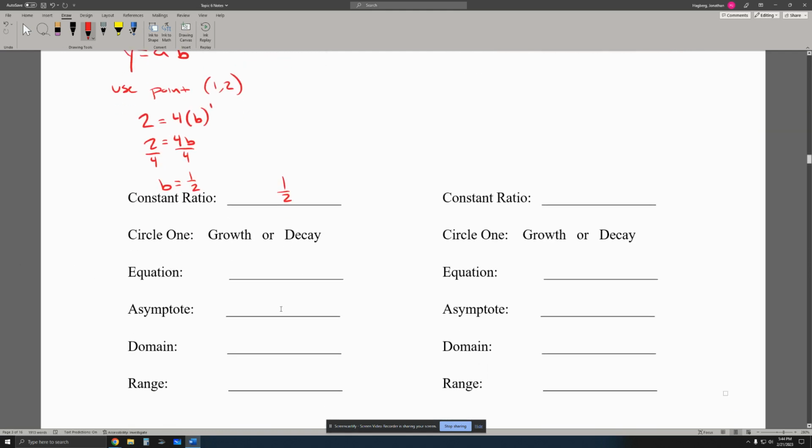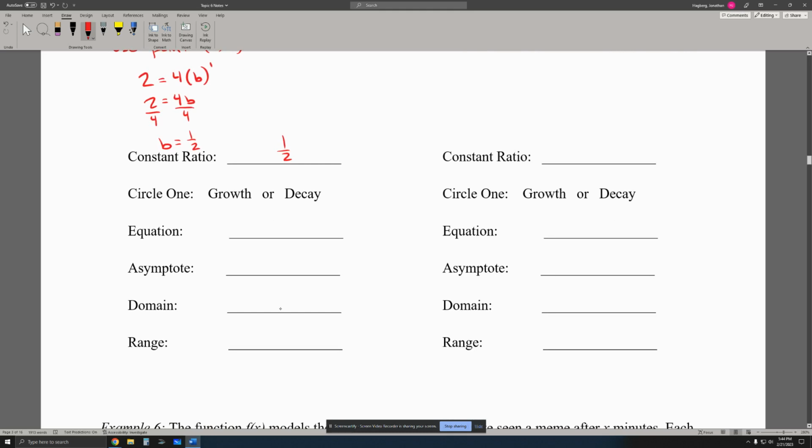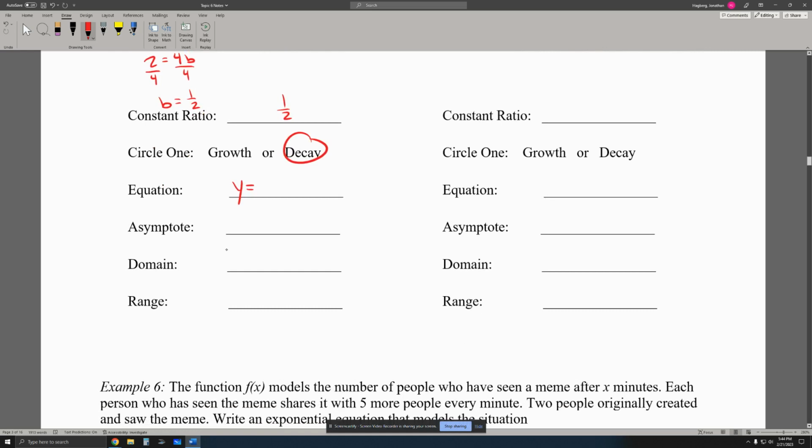So we could write the equation from this graph. We know that this is exponential decay. 1/2 is less than 1. The equation, y equals our initial value, which was 4, and then times 1/2 to the x. The asymptote, again, is y equals 0. Domain is all real numbers from negative infinity to infinity. That's the set of inputs. And the outputs, the range, we have everything above 0. So from 0 to infinity.